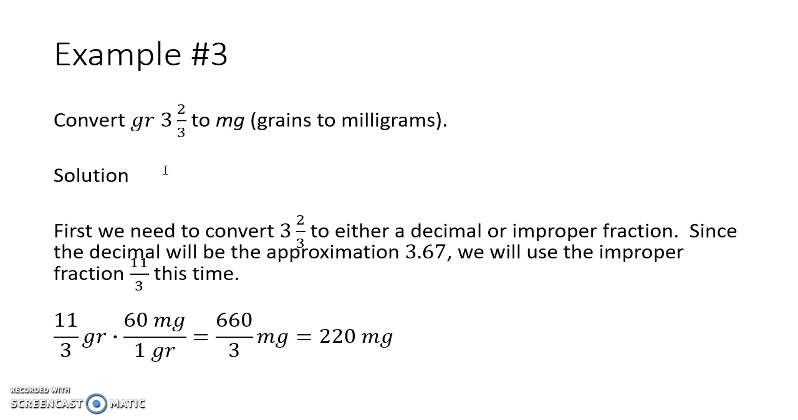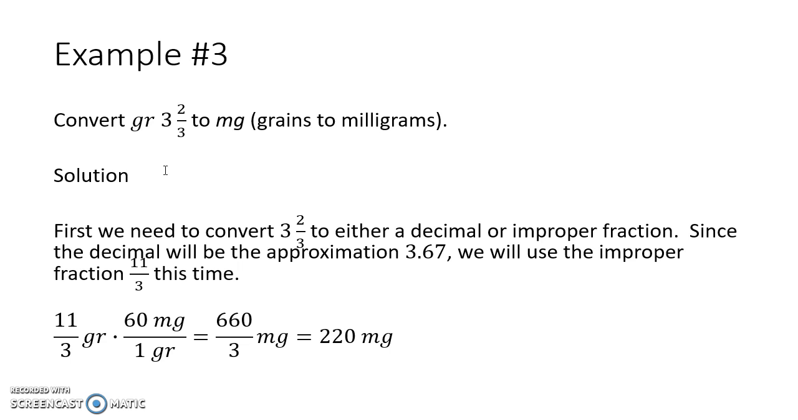All right, and we go to the next one, example 3. This time we're going to use a fraction that has a repeating decimal. So convert, it's listed as grains 3 2/3. That's the same thing as 3 2/3 grains to milligrams. So grains to milligrams. We're going to need to convert again the 3 2/3. This time, since it's going to be a repeating decimal, we would have to use an approximation of 3.67, which is not the exact amount. That's just rounded to the nearest hundredth place.